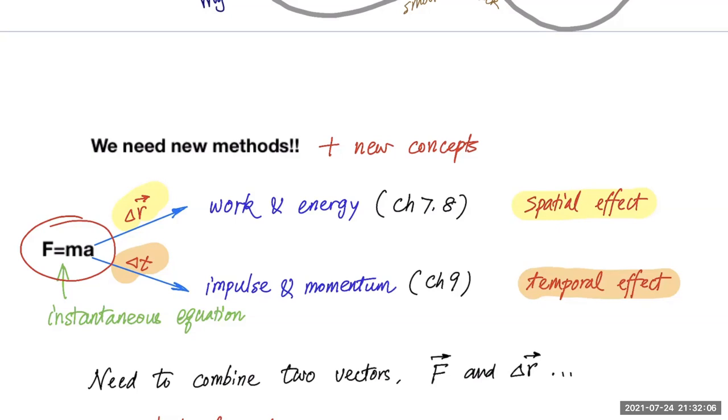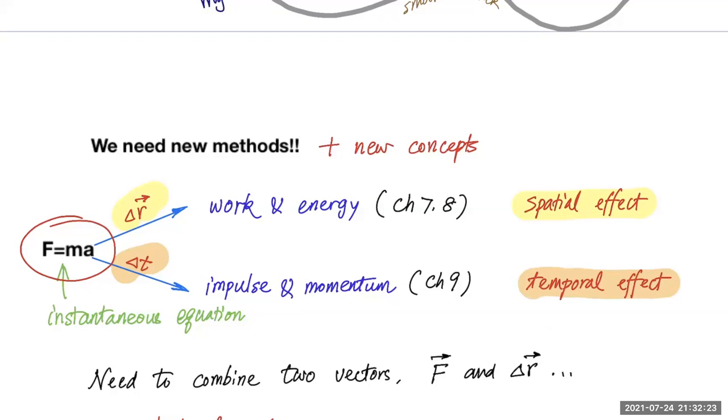We're using new methods and new concepts. That's why we have the next 3 chapters. And that will, in fact, bring us to the end of our study of particle dynamics. That is the end of chapter 9. So that's the plan for the next 3 chapters.